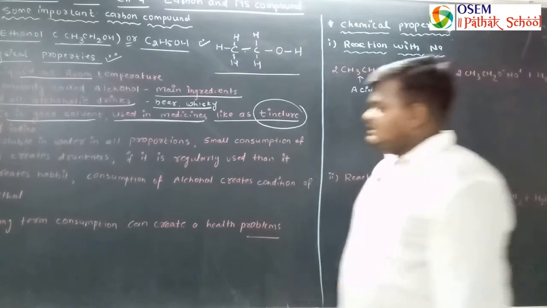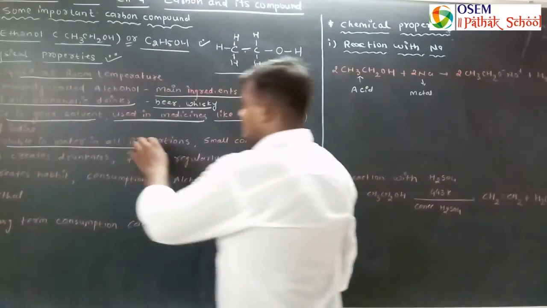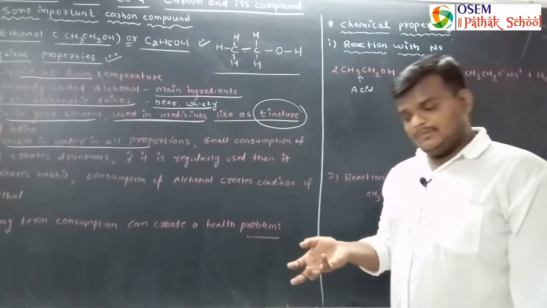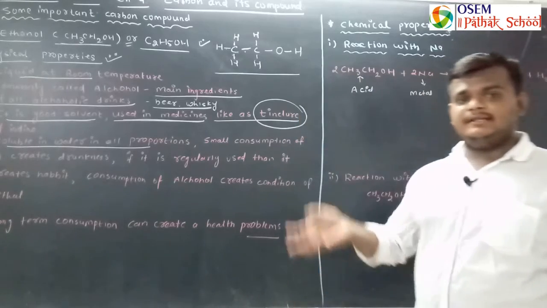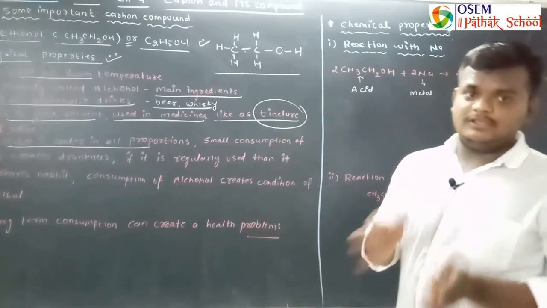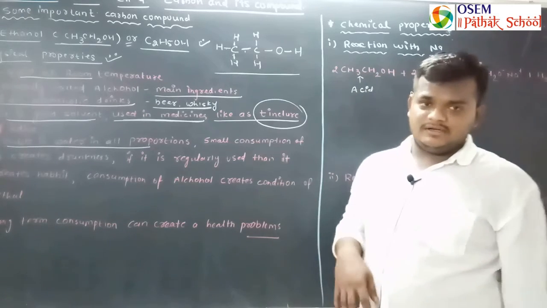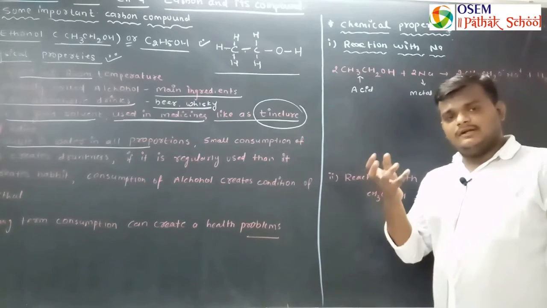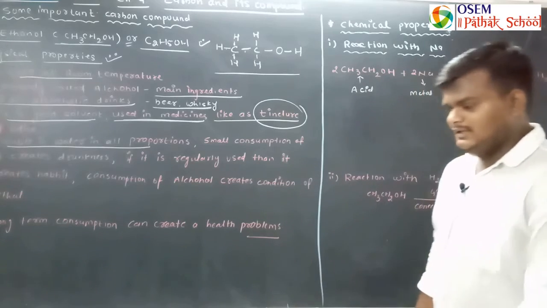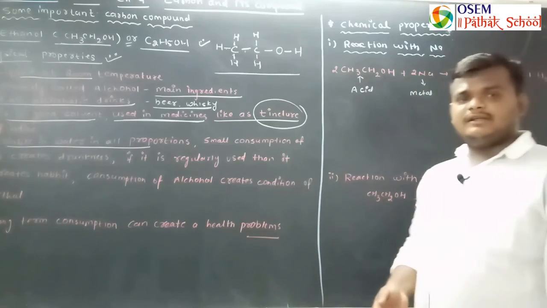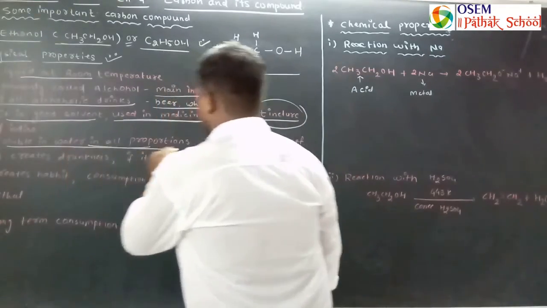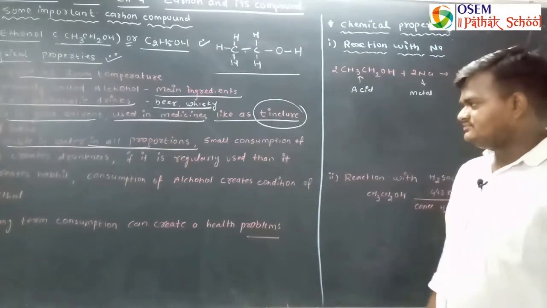The fourth property is that it is soluble in water in all proportions. What does this indicate? Suppose I take 10 ml of ethanol and 90 ml of water. It gets easily dissolved in all proportions. Or I take just 10 ml of water and 100 ml of alcohol, both can easily dissolve. It is soluble in all proportions, we can say.